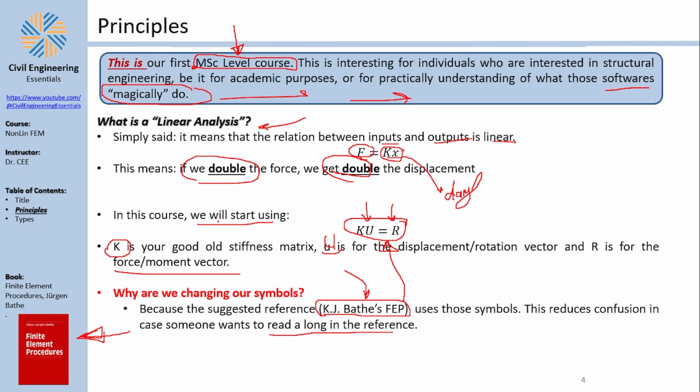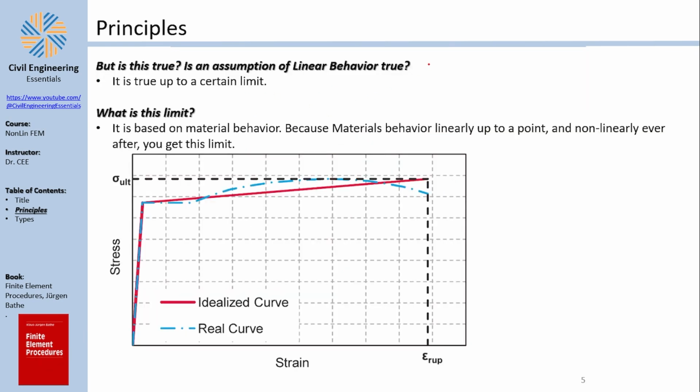We said that linear analysis is basically a linear relationship between force and displacement. Double the force gets double the displacement. But is that actually true? Is the assumption of linear behavior actually true? Well, it is and it is not. It's an answer of yes and no. You see, it is true up to a certain limit, and then untrue after that limit. So what is this limit?